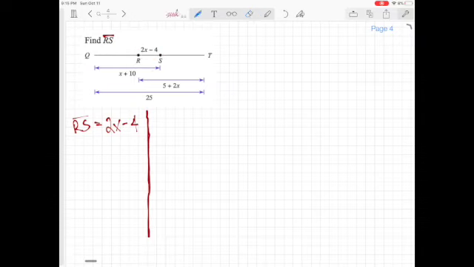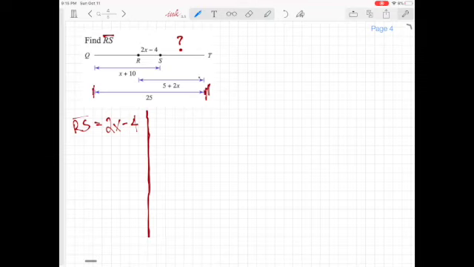In order to do that, we've got to put together a model just as we've been doing. So the model that I would see is I could say QS plus ST equals QT. But I don't know what ST is. So that's not going to work without some more work. So let's try the other one. Let's try the other direction.